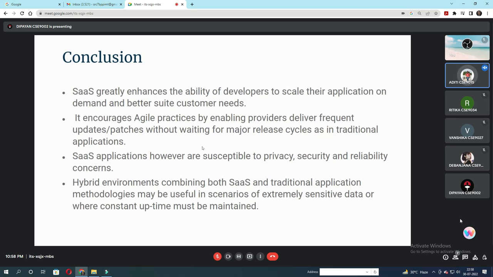So now we come to the conclusion of our presentation. Here is the conclusion. The first one is that SaaS greatly enhances the ability of developers to scale their applications on demand and better suit customer needs. SaaS applications, however, are susceptible to privacy, security, and reliability concerns. And it encourages agile practices by enabling providers to deliver frequent updates without waiting for major release cycles as in a traditional application. Next slide. Thank you.